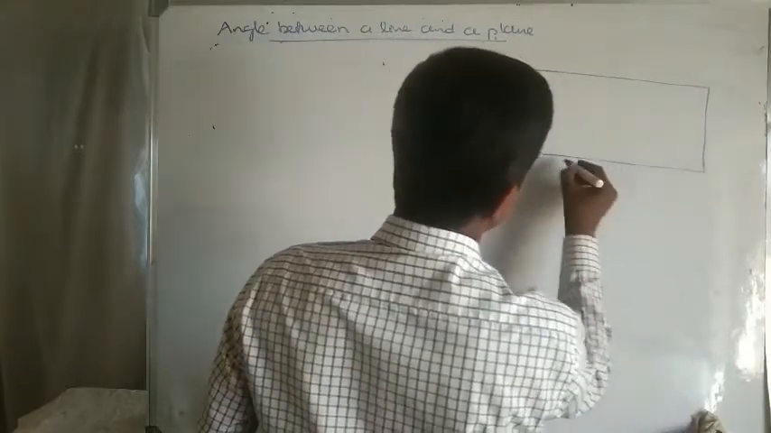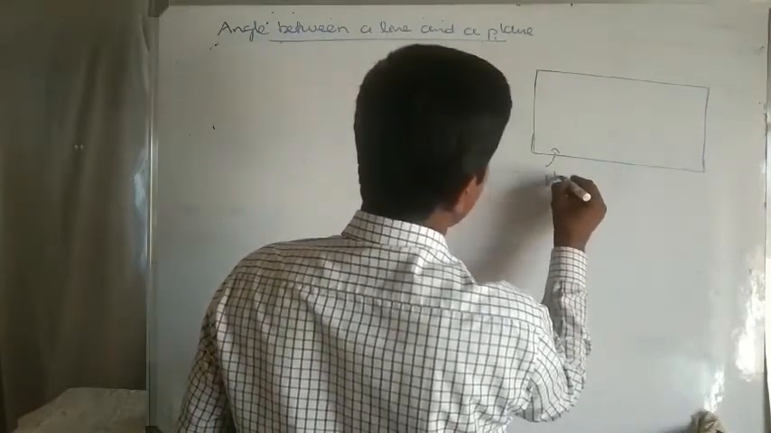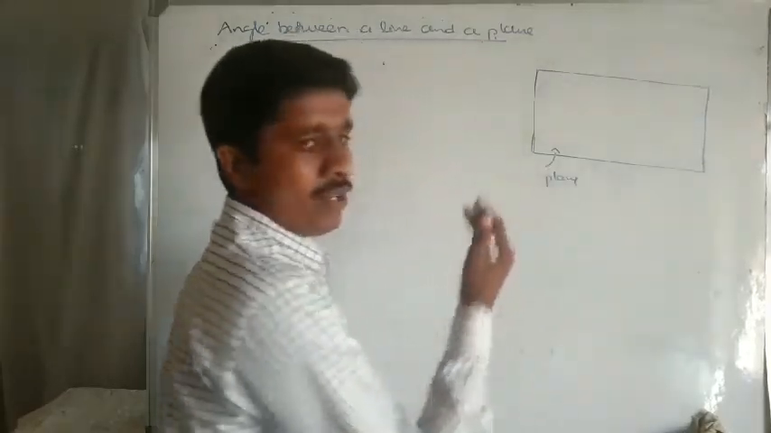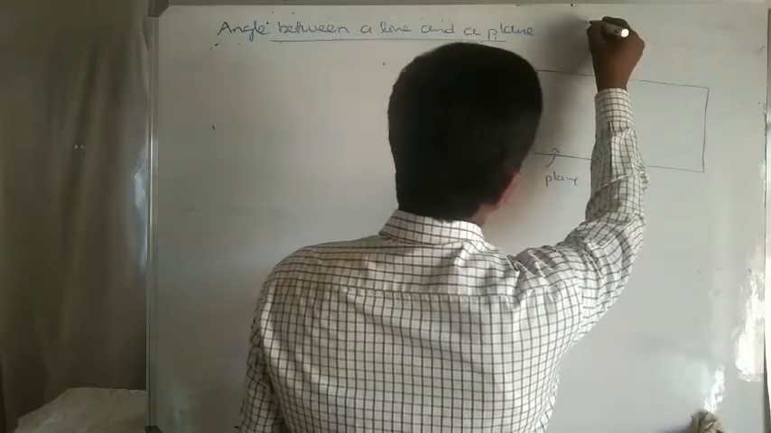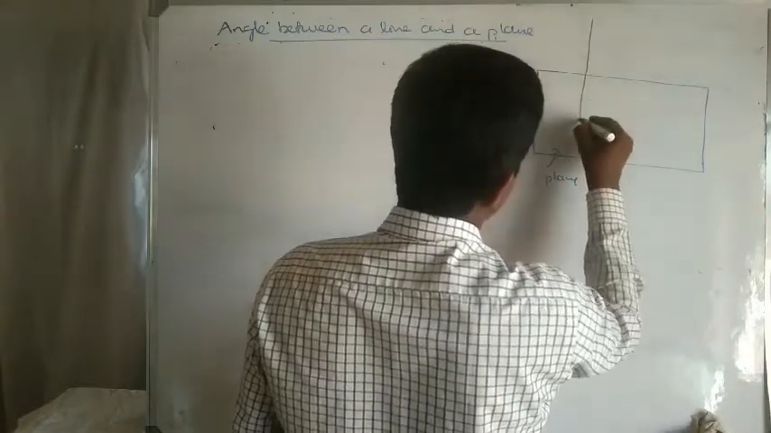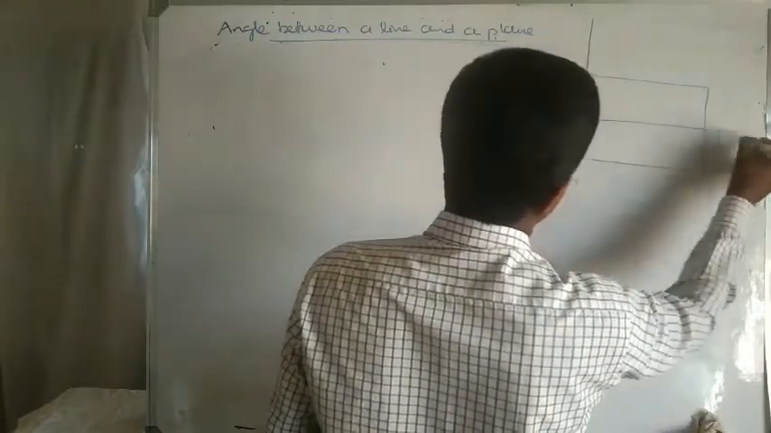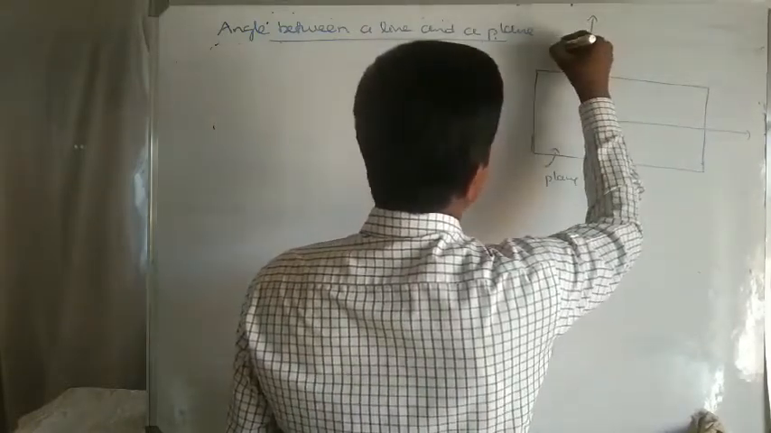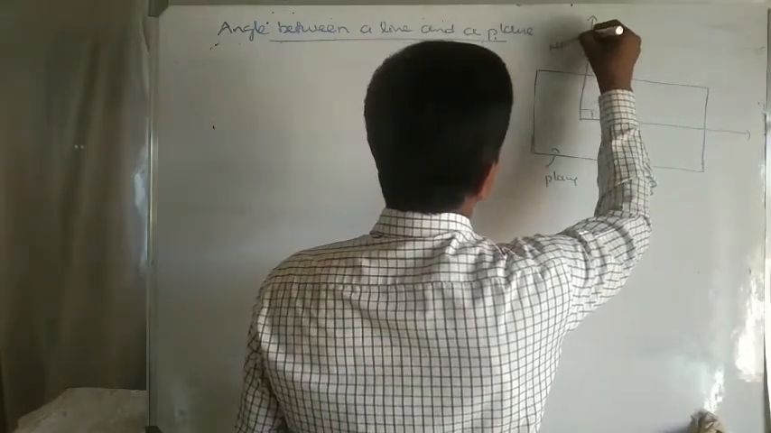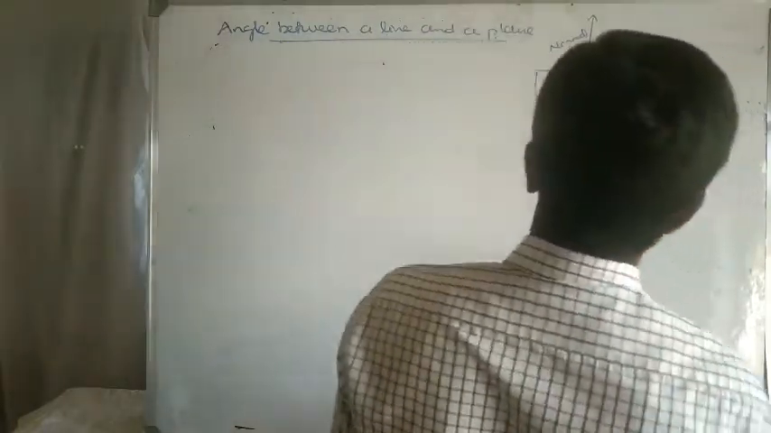This is a plane. I am drawing a normal to the plane, meaning perpendicular to the plane. Normal to the plane here. This is our line, perpendicular. This line is the normal line, normal to the plane.